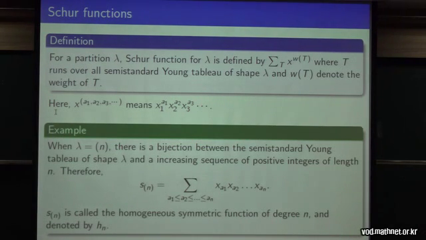Here's one baby example. When lambda is a sequence of n boxes, this is n equals 4. So what's the condition? The condition is that the sequence of positive integers is weakly increasing, right? That's basically the condition. And I just wrote the corresponding element. That is actually called the homogeneous symmetric function of degree n, and is denoted by Hn.